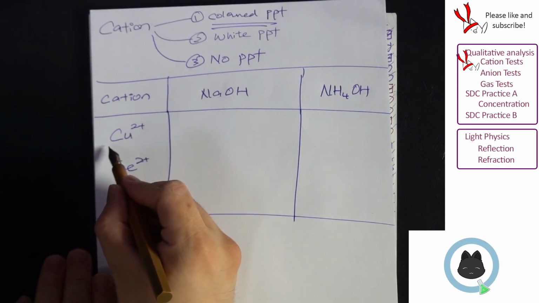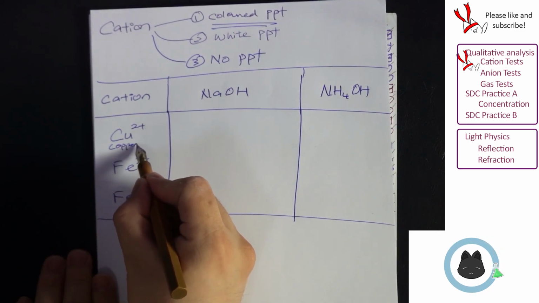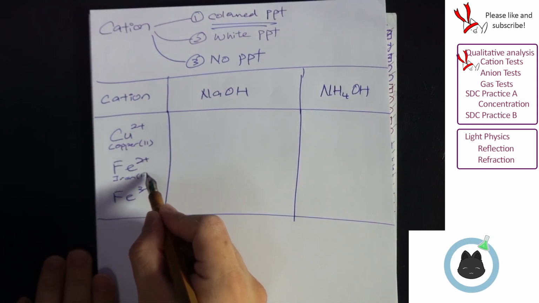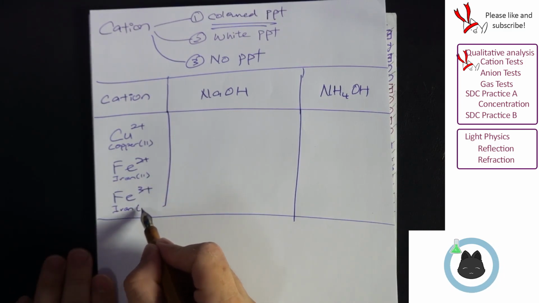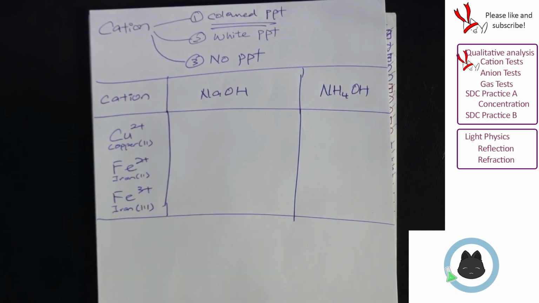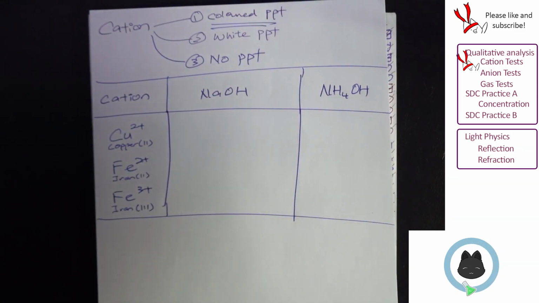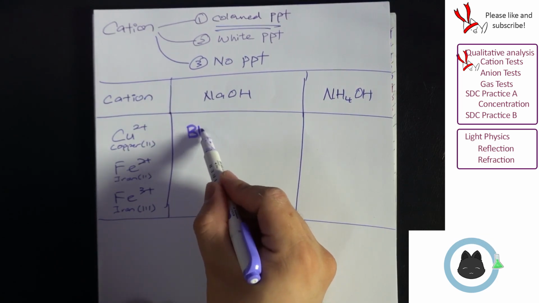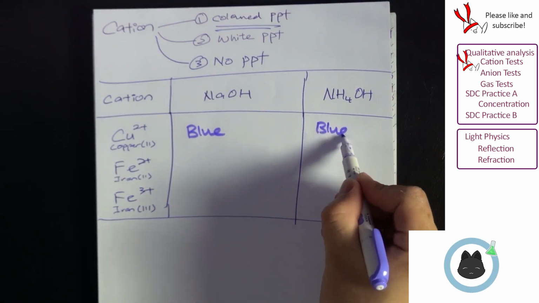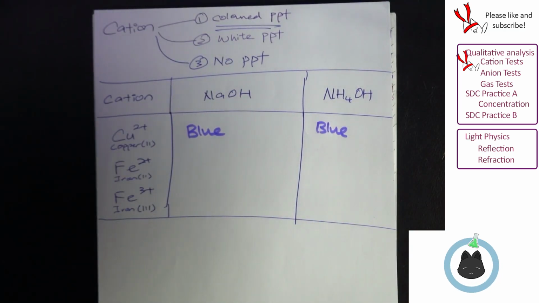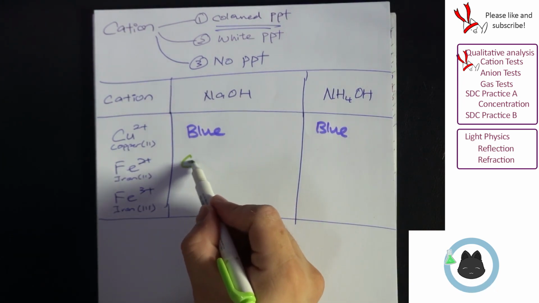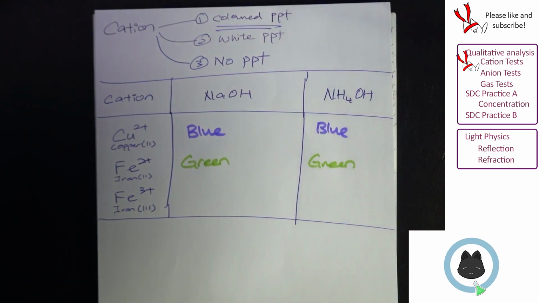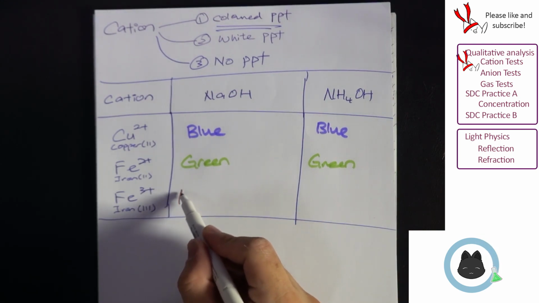In terms of name, they call this copper 2. The 2 refers to the charge. This one, of course, is called iron 2. And this is called iron 3. So they have unique colors. That's why they are grouped under the colored PPT. Copper forms blue PPT, so you write the word blue because PPT forms. Iron 2 forms green PPT. And iron 3 forms brown PPT.